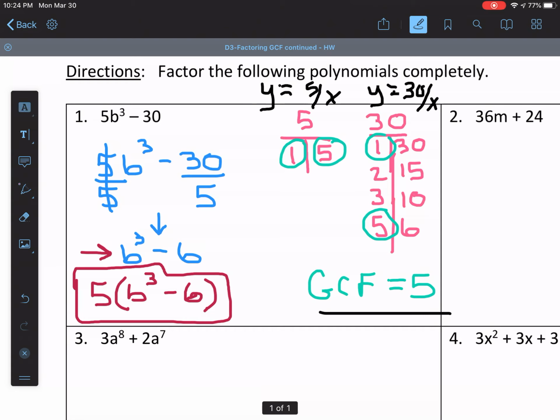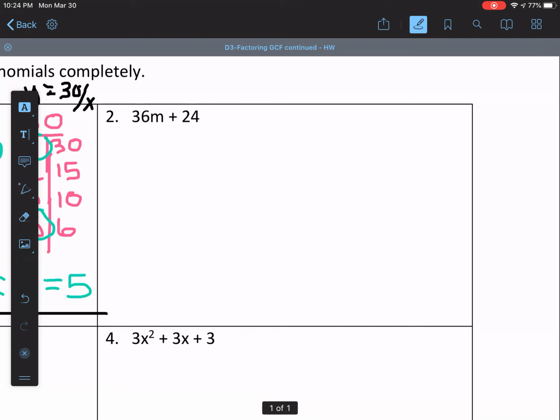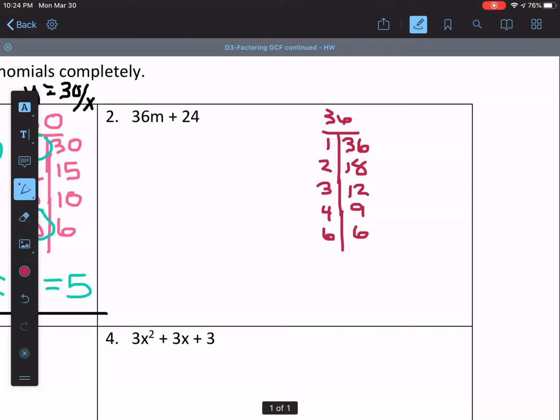Okay? All right. So let's go to number 2. Now we've got 36m plus 24. So let's start with our factor lists. For 36, we've got 1 and 36, 2 and 18, 3 and 12, 4 and 9, 6 and 6. Okay?